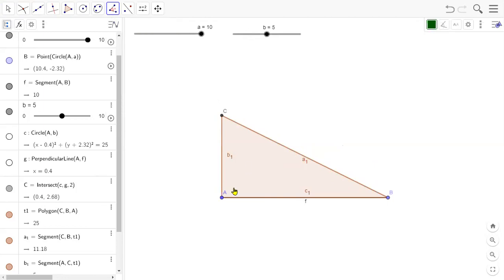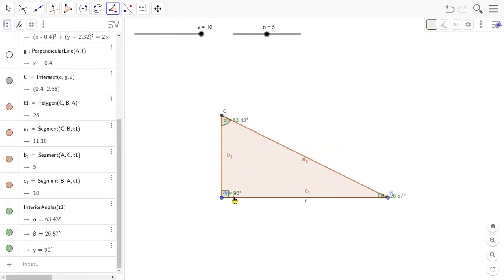Here we can see that the angle at the vertex A is exactly 90 degrees. So the side opposite this right angle is the side BC, which is the hypotenuse, and the remaining sides are AC and AB. Okay, let's show this 90 degree angle only.